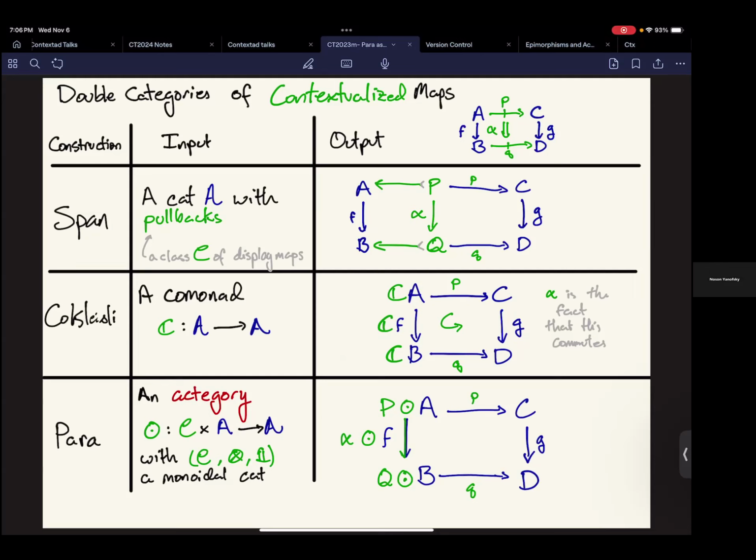Well, I'm sorry, David. Could you back up? What is a contextualized map? A contextualized map is just a map where you have some extra context floating around.